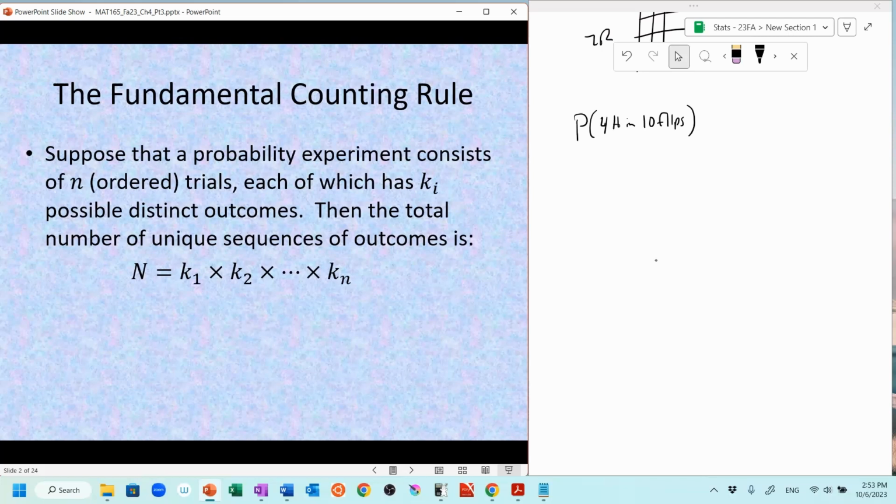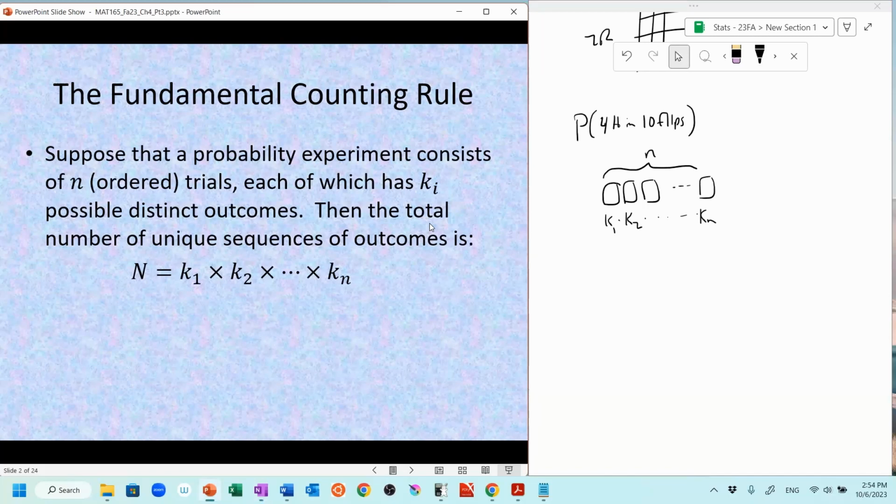And sometimes I use the terminology of slots to fill in versus items with which I can fill in each of those slots. So maybe there's K1 items that could be used to fill in the first slot, say the die roll numbers 1 through 6. Maybe K2 items that could be used to fill in the second slot, and so on. And the number of outcomes is the product of all of these k_i's.